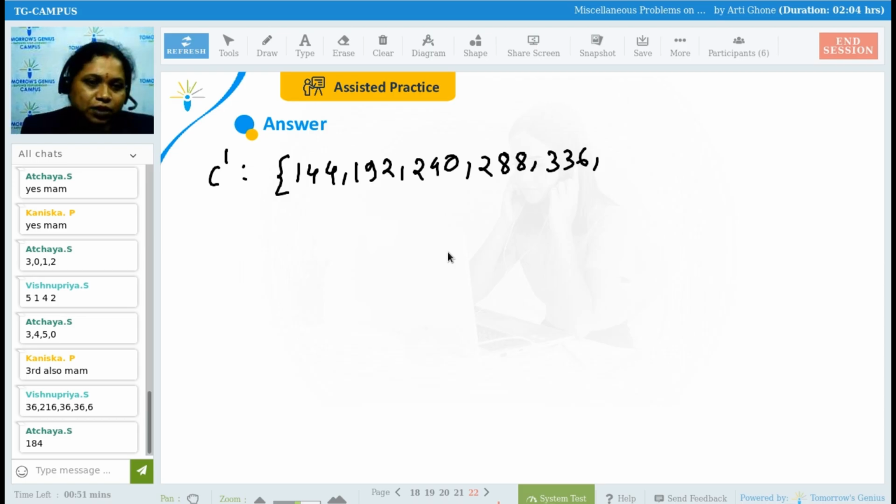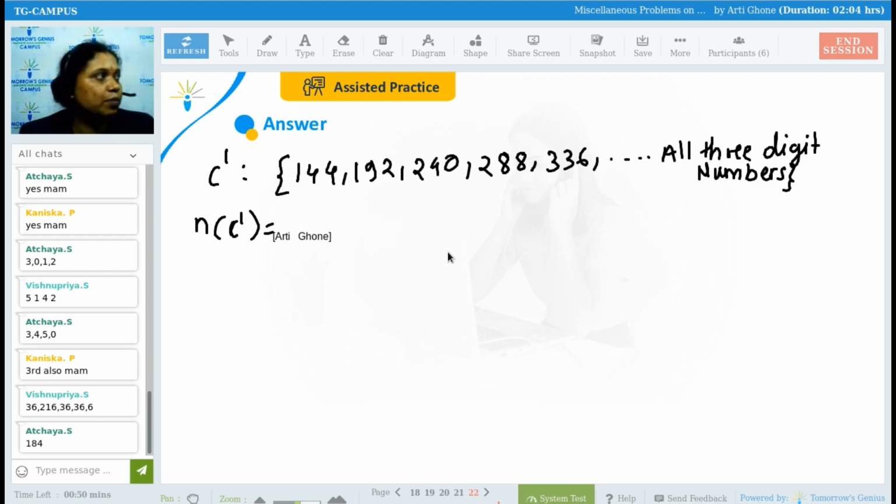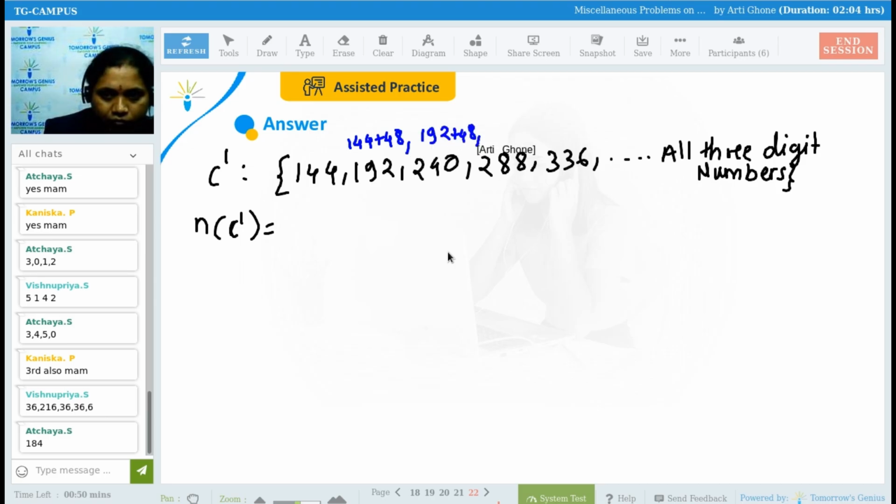So how many numbers are we creating? Can you please tell me the count? How I am doing it is clear, no? We just found the first 3-digit number. All 3-digit numbers covered. Tell me the N of C dash, the number divisible by 48. I'm just writing a shortcut over here. How I calculated. Okay, how many cases are you able to find?